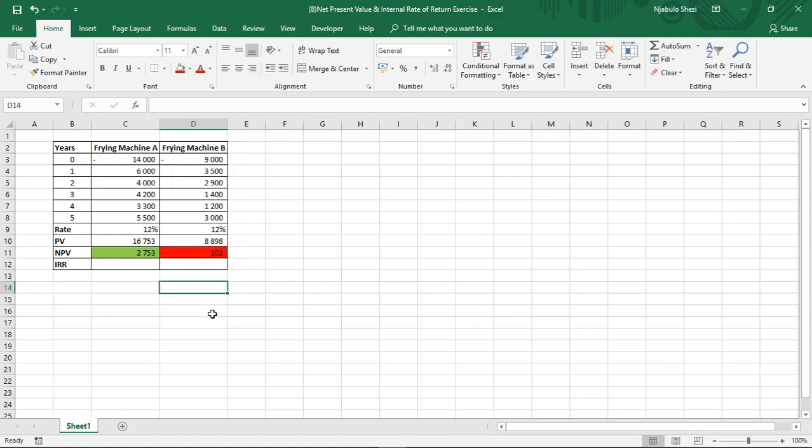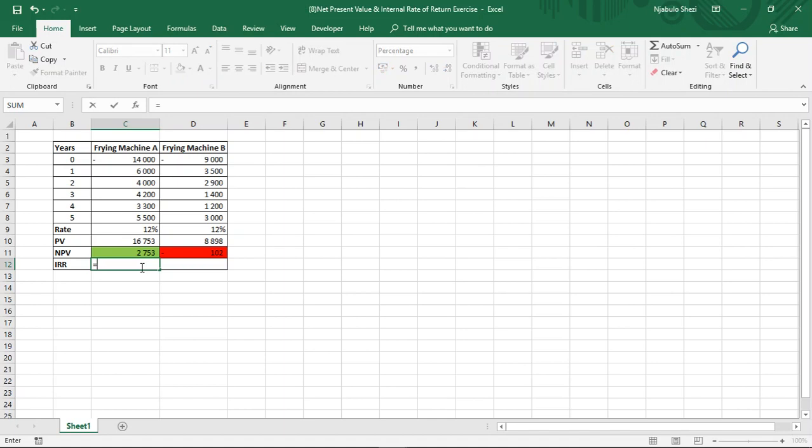So just from face value, guys, before even calculating the internal rate of return, I would say that frying machine A seems to be the better investment in comparison to frying machine B, since the net present value is positive for frying machine A and negative for frying machine B. And then let's now calculate the internal rate of return.